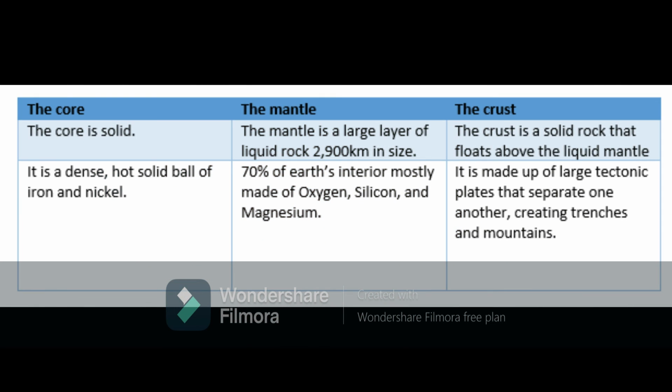Students, to put this topic into practice, we're going to work in pairs. We are going to make a comparative chart between the characteristics of each of the layers of the Earth. Here we can see an example.